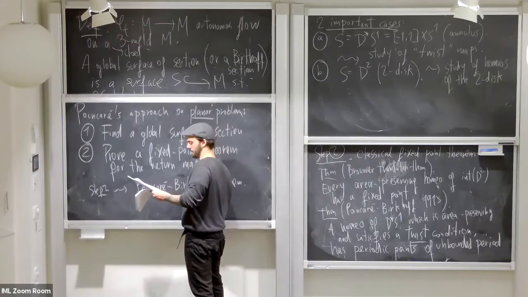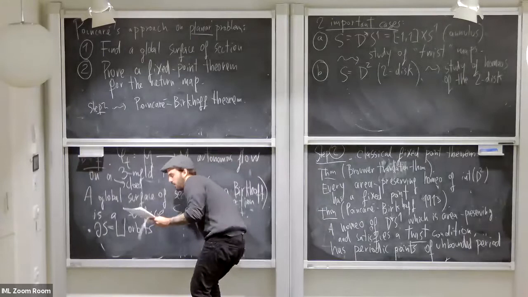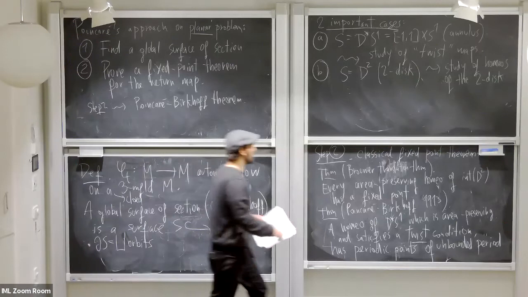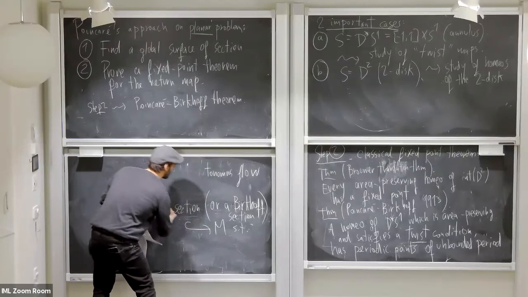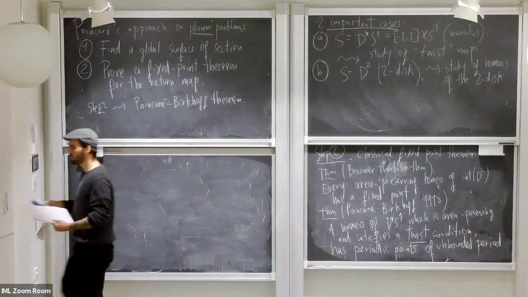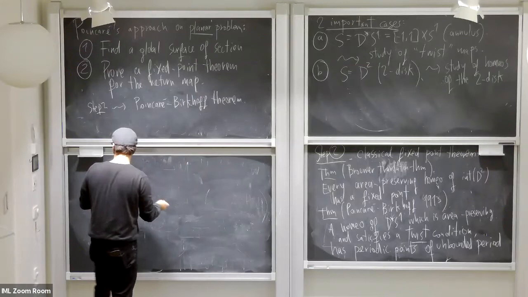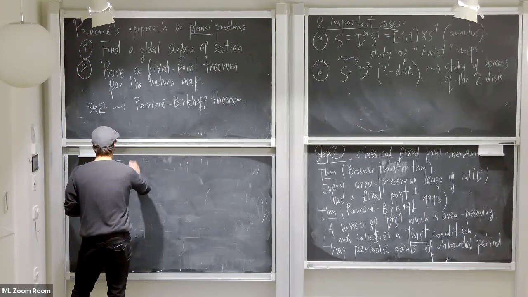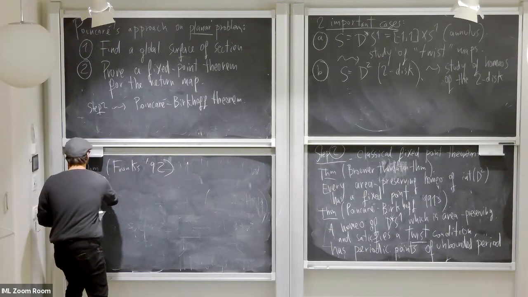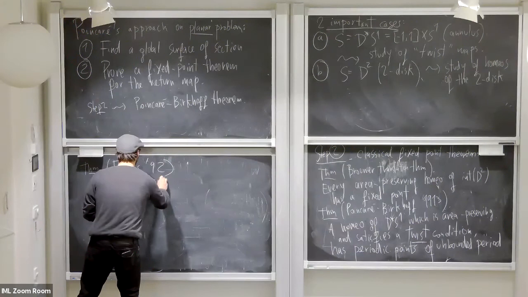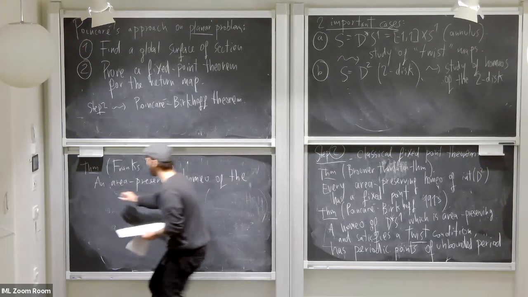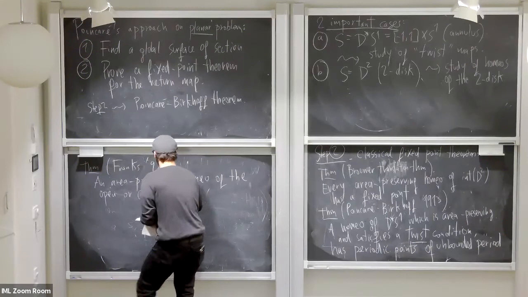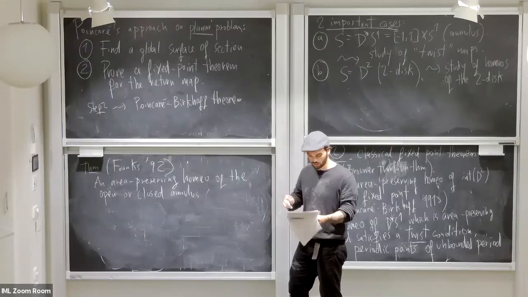And there's also another famous theorem due to Franks along the same lines, which was proven much later. This is in 1992, stated as an area preserving homeomorphism of the open or closed annulus that has one periodic point; in fact, it has infinitely many of them, and they're all interior.